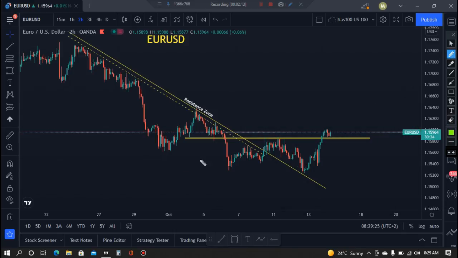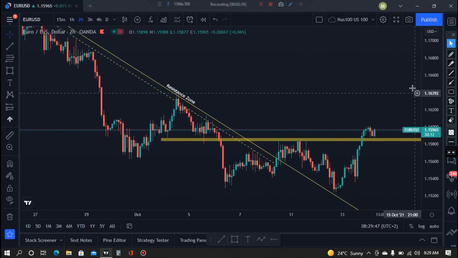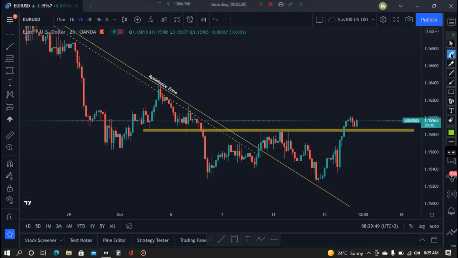So we have to find an area. You can see this area where it was a resistance, and if the market can move above this area, that's where we're going to say now it's time to buy. Beside that, we're not going to do anything. And guess what? The market did that. Please, guys, go and watch my previous video. You will see this exactly before this move even happened.